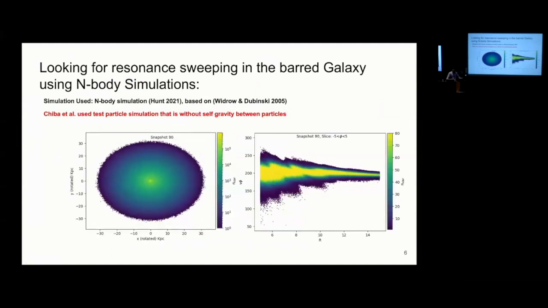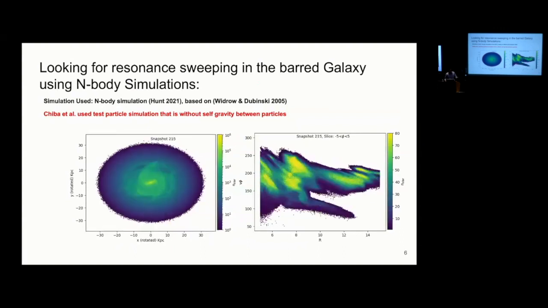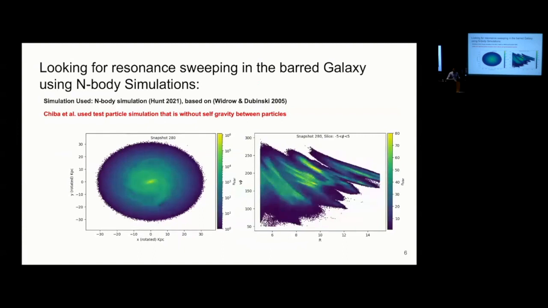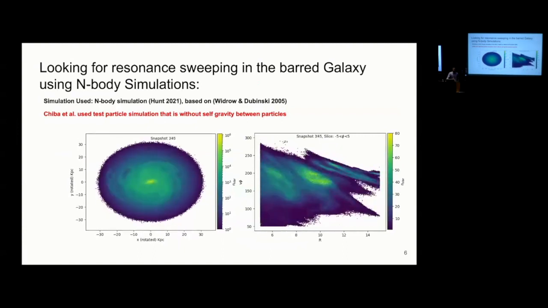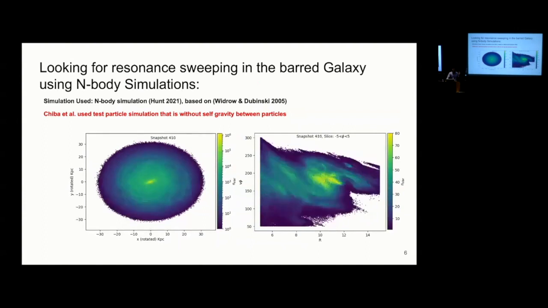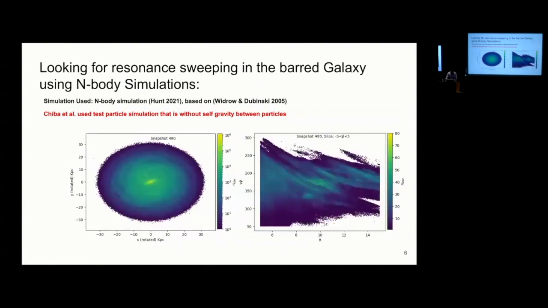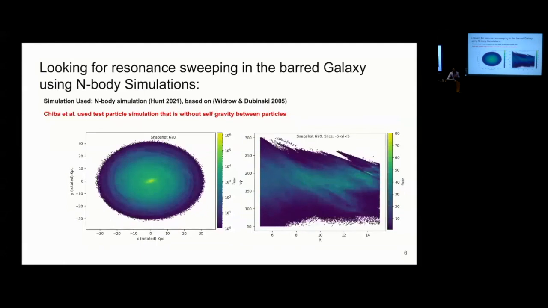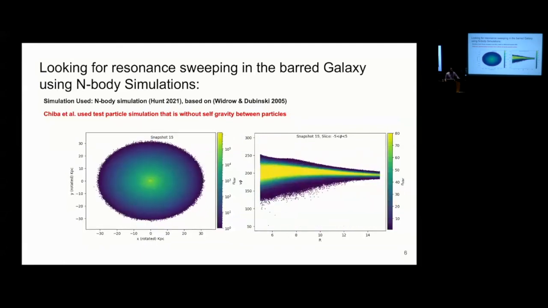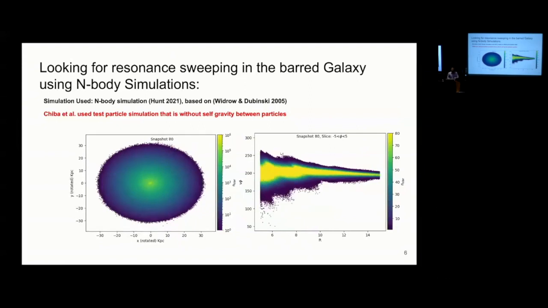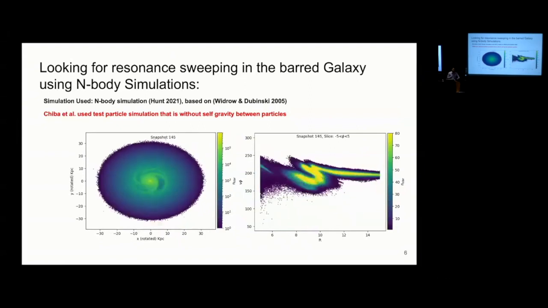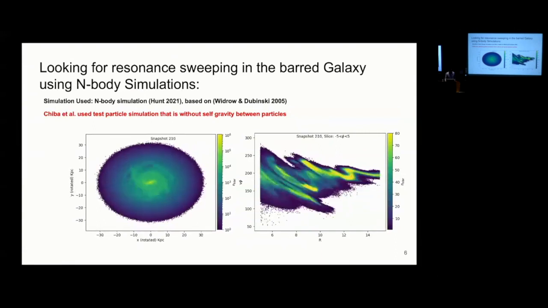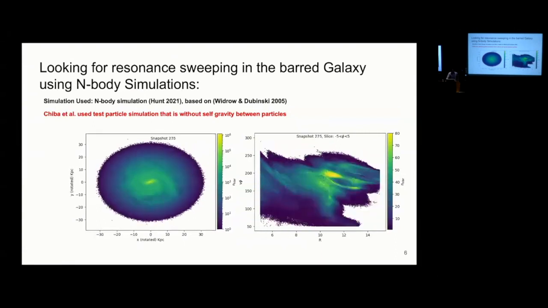We're looking at resonance sweeping in barred galaxies using N-body simulations, as Rachel mentioned before. These simulations are from the Hunt 2021 paper, and are based on the Weinberg and Katz 2005 paper. They used test particle simulations, that is, without self-gravity between the particles. What's different in our case is that we have a more realistic version of the simulations, and we want to see exactly if we see the same things Chiba et al. observed in their studies. I have two GIFs here from our simulation.